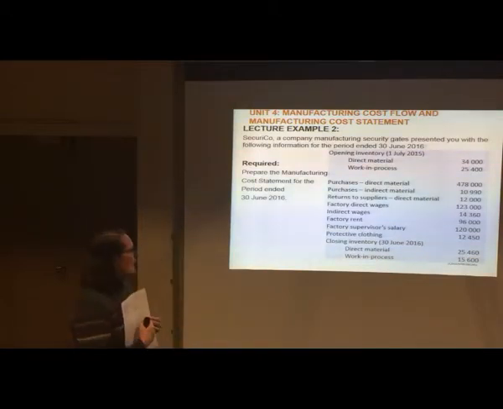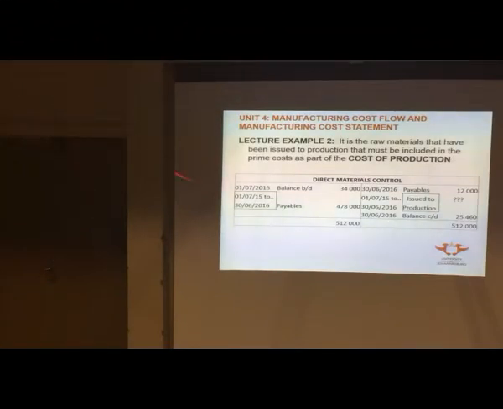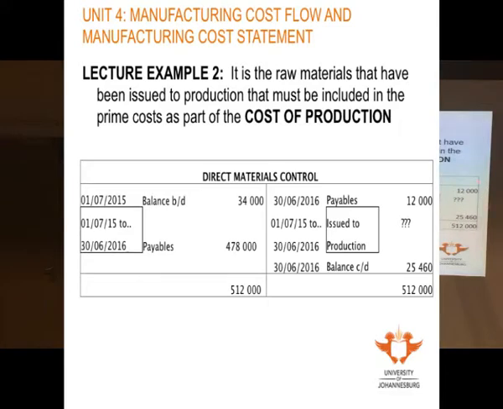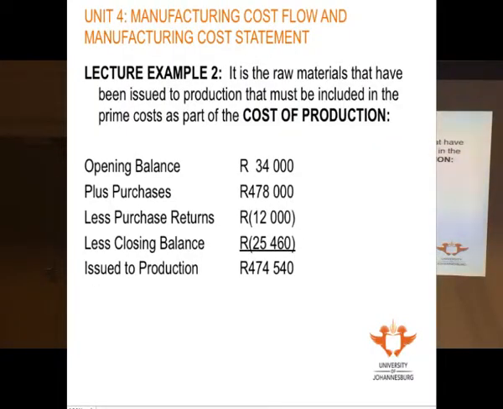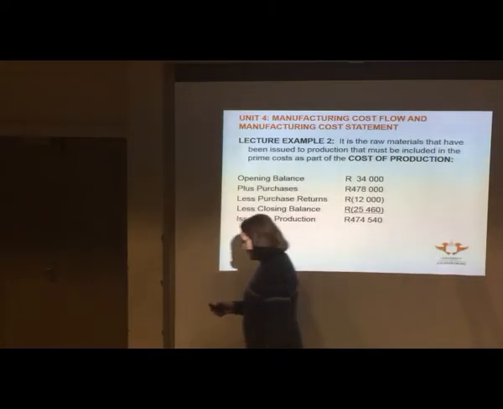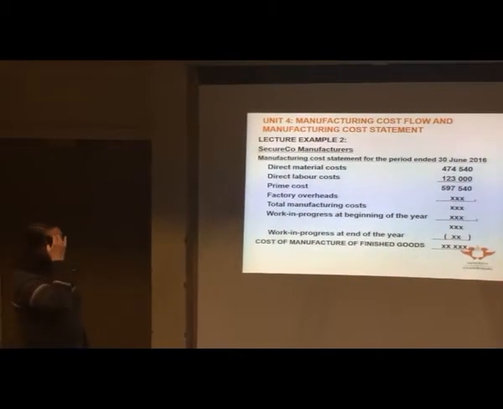Direct labor has been given to you. Opening balance plus your purchases minus your closing balance minus the amount you return. So the amount that you have issued to production is 474,540. Okay? And then you need to calculate your prime cost. So you just add your direct labor.